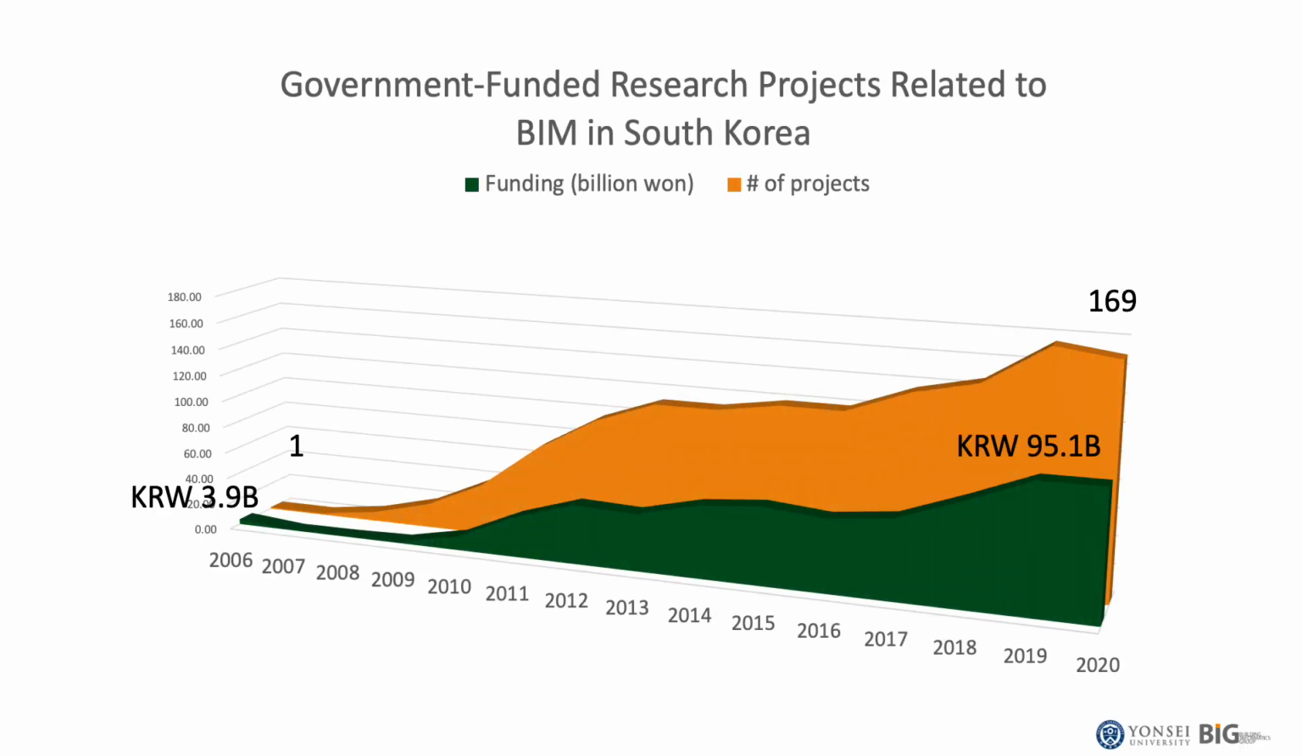The Korean government is also investing a lot of money, about $95 million per year, on BIM-related research projects. In 2006, 7, and 8, there was only one BIM research project per year, but today we have over 150 BIM research projects per year.